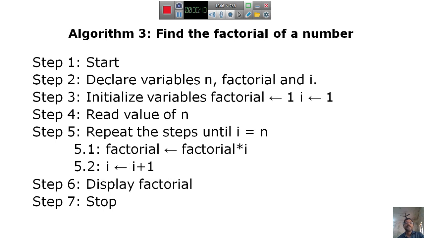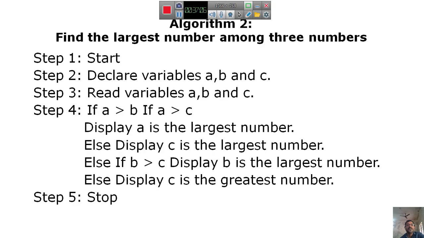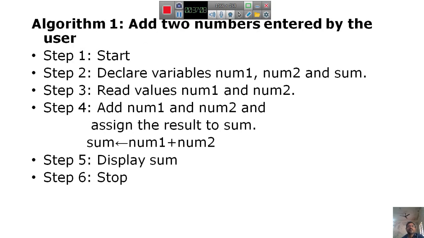And the next one is the factorial of a number. If you want to find out the factorial of 5, that is 5 into 4 into 3 into 2 into 1. Okay, so that is the logic, the solution for finding out the factorial. That logic is mentioned here in this algorithm. So this is the way of writing an algorithm, right?